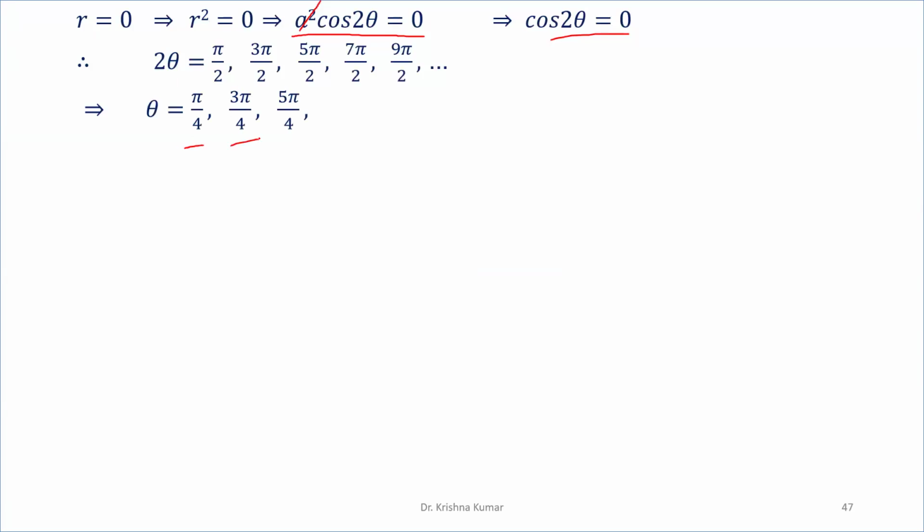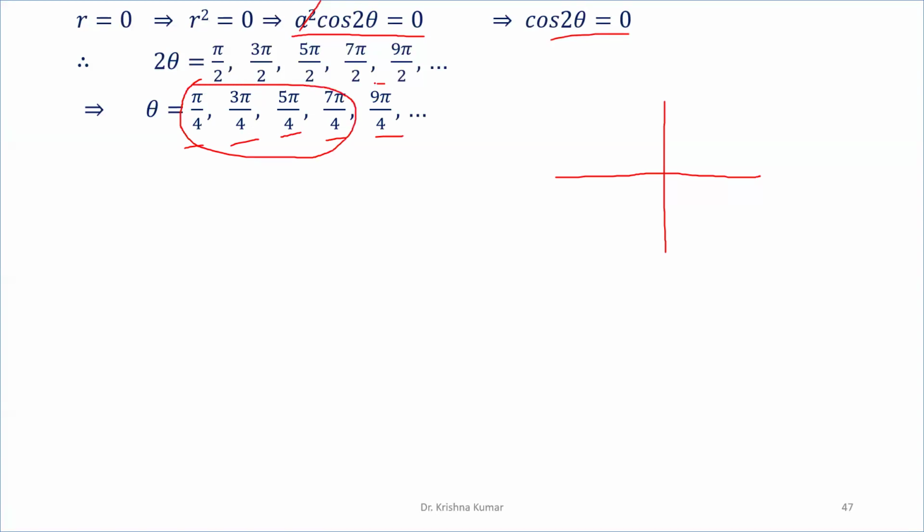Theta equal to pi by 4, 3 pi by 4, 5 pi by 4, 7 pi by 4, and 9 pi by 4. So we are able to trace the infinitely many tangents at the pole. But since we are tracing, if we want to trace the curve, we will take only 360 degrees. So pi by 4, 3 pi by 4, 5 pi by 4, 7 pi by 4 are less than 360.